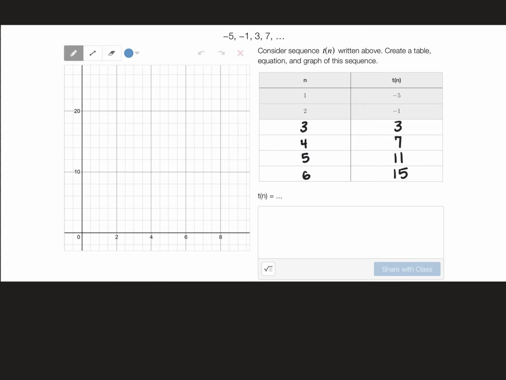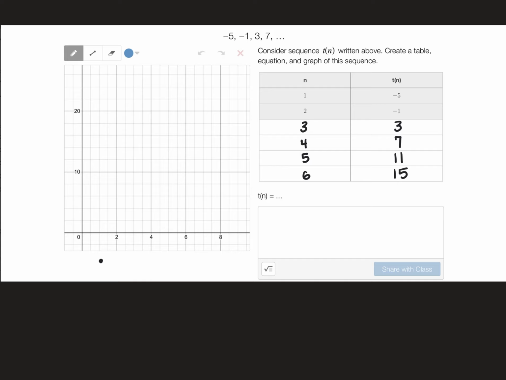If we graph these points, we should be able to do this pretty easily. We have the point 1, -5, and I'm counting by 2's here, so I'm going to be right down here somewhere. 1 is actually in the middle here. 1, -5 is going to be somewhere around here.